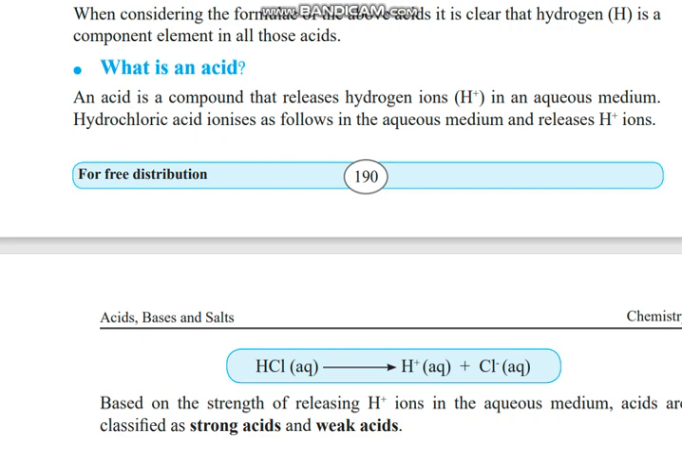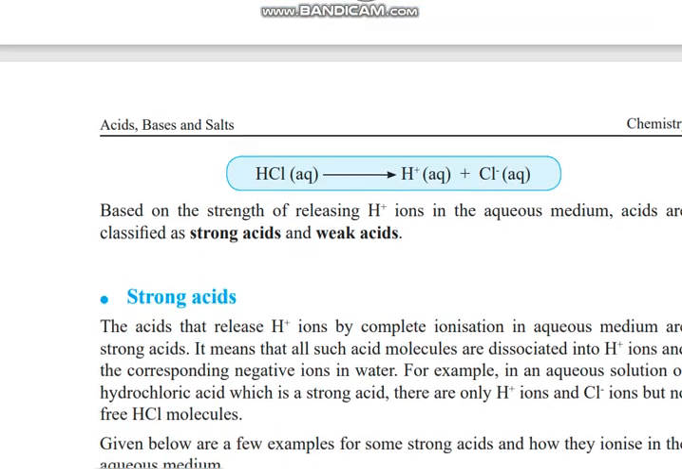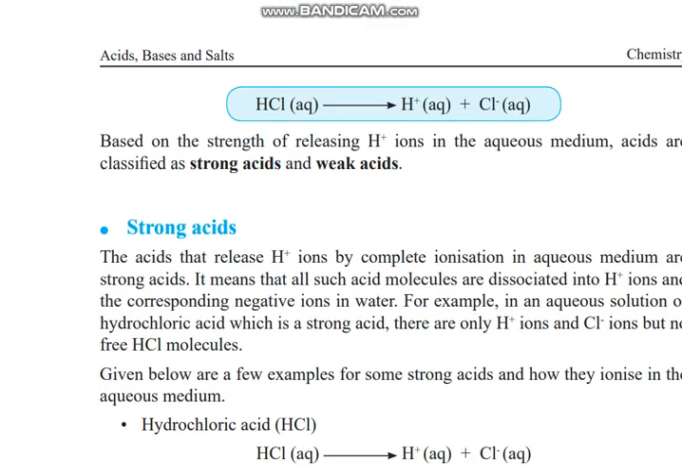In the next page, at the top, page 191, they have given the equation. HCl has been dissociated into H plus and Cl minus. Those are the ions present in that compound, H plus and Cl minus. Now when HCl is dissolved in the aqueous medium, that means in water, it has released H plus. Since it is releasing H plus, it is considered an acid. That's the basic definition for an acid.